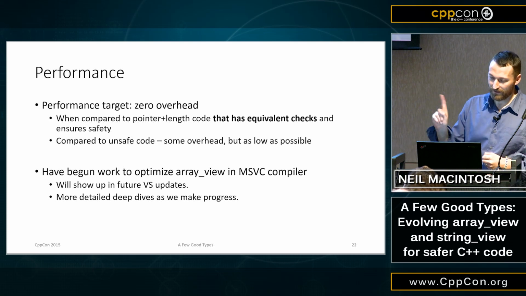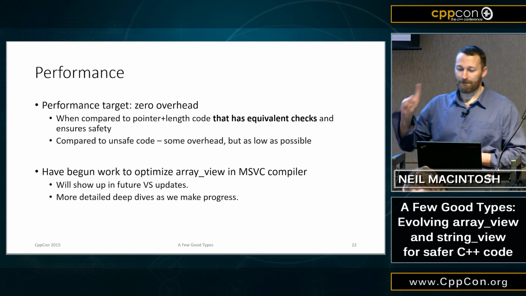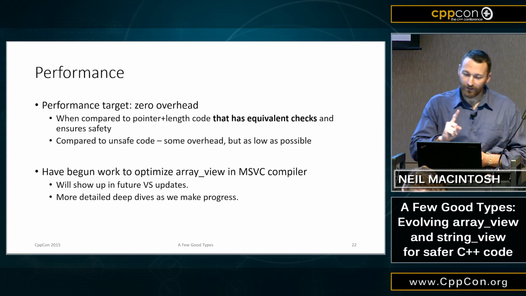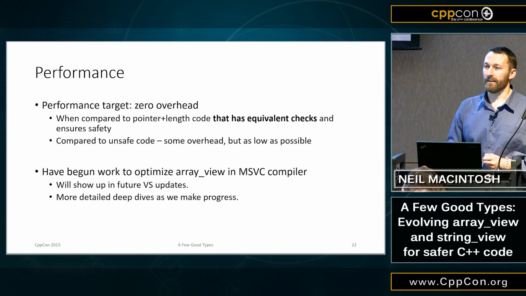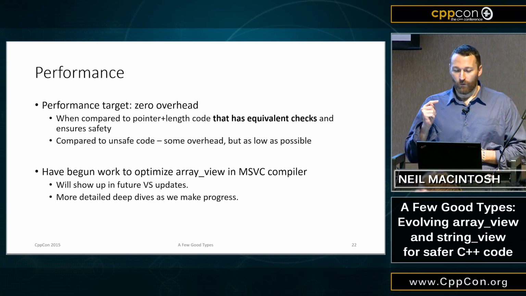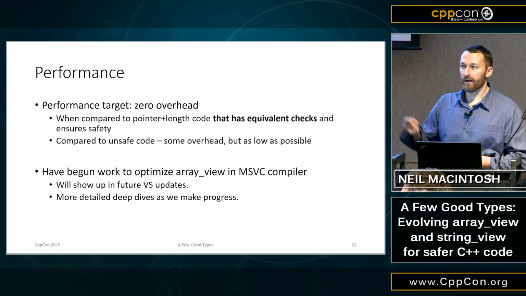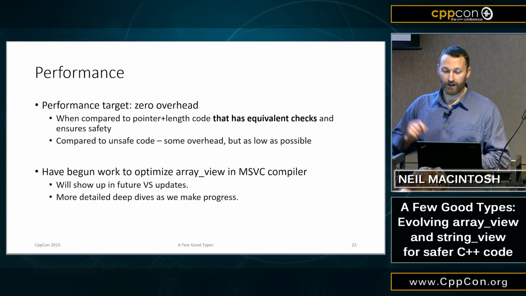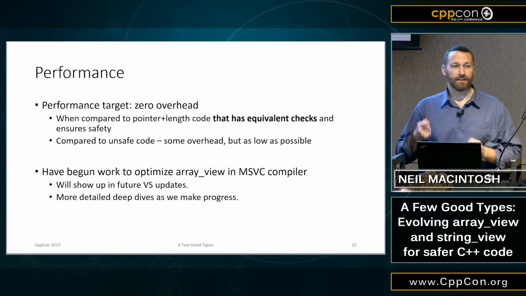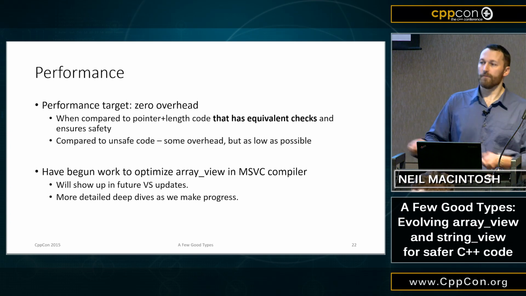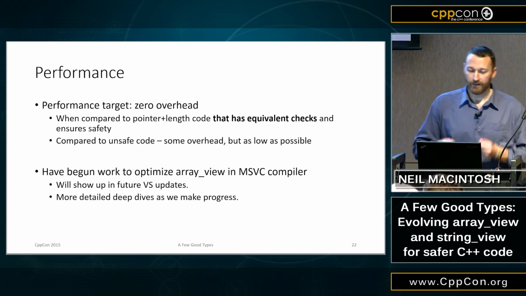Now, we've done some experimentation, and we've tried to start on a path of optimizing array view with our compiler. That's not available yet today. We're going to have to make some changes in the compiler to make this go the way we want it to, and that should show up in future VS updates. You should start to get compilers that'll do optimized code generation with array view.